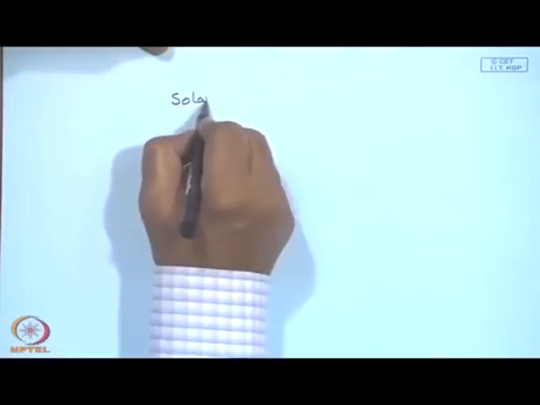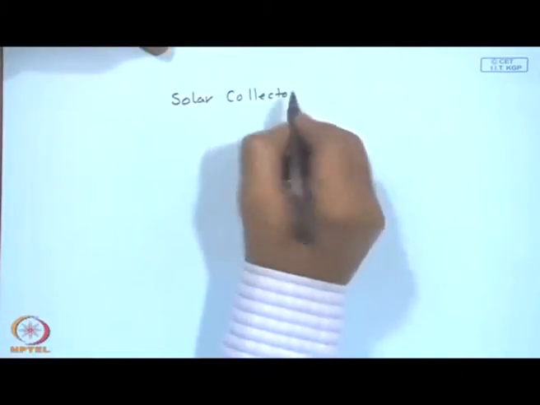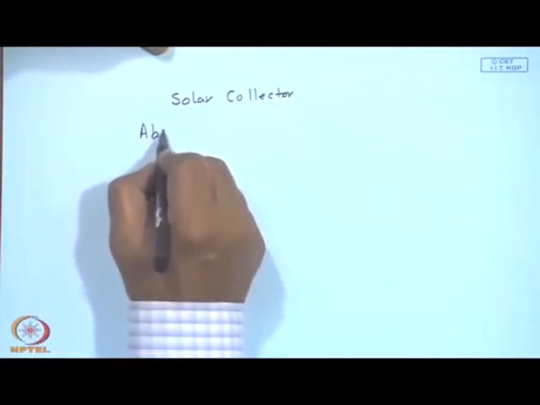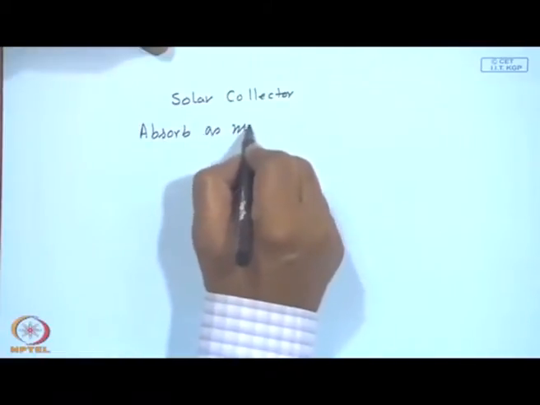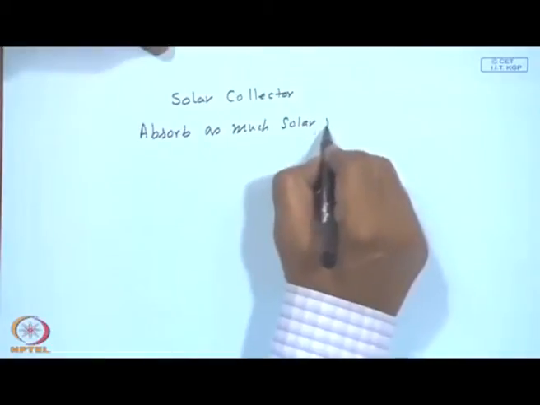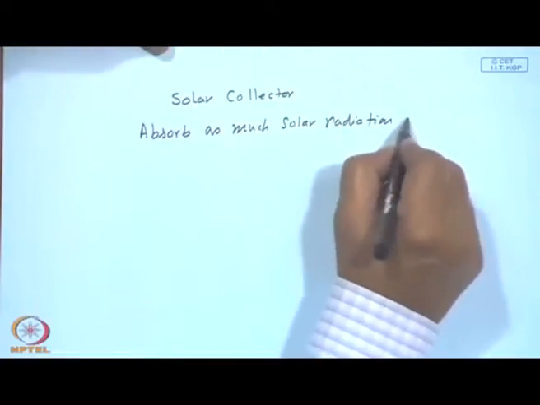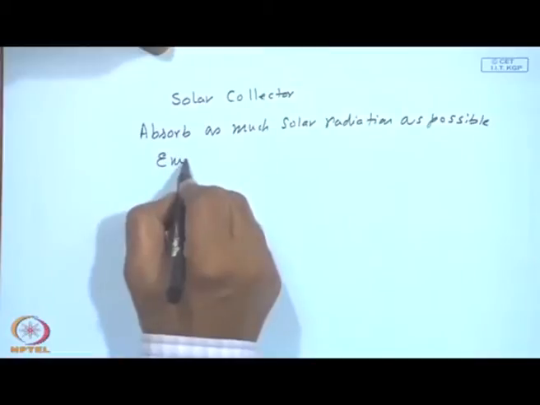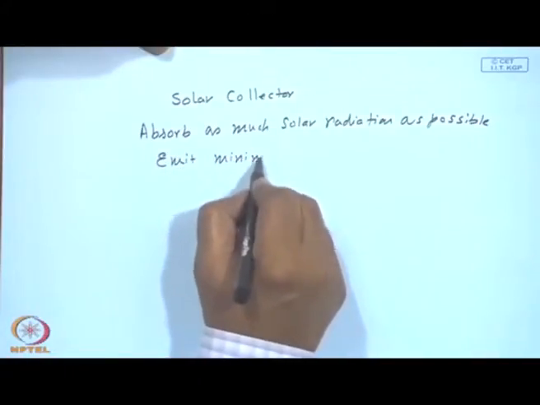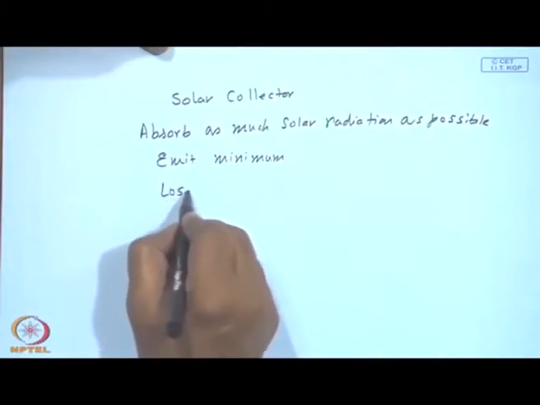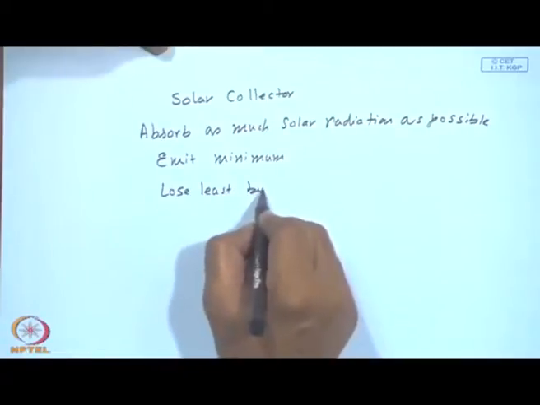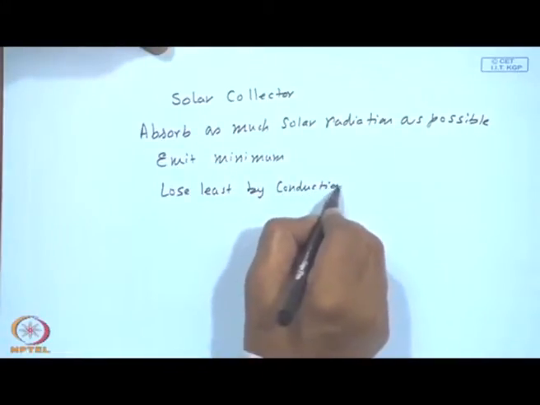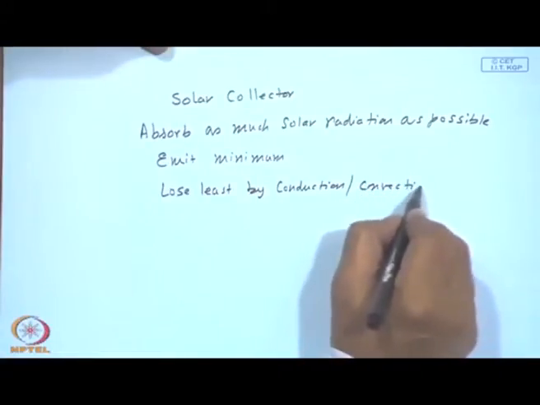So, the philosophy of the solar collector, in general a thermal collector, should be to absorb as much solar radiation as possible, but then an absorbing surface shall emit also, but emit minimum possible and lose least by conduction or convection process.